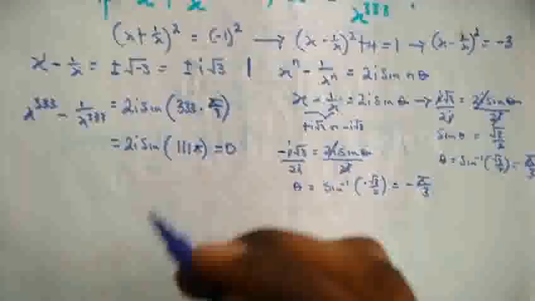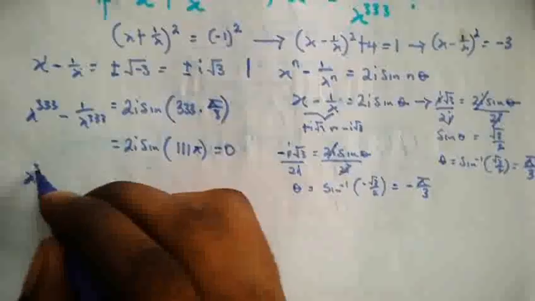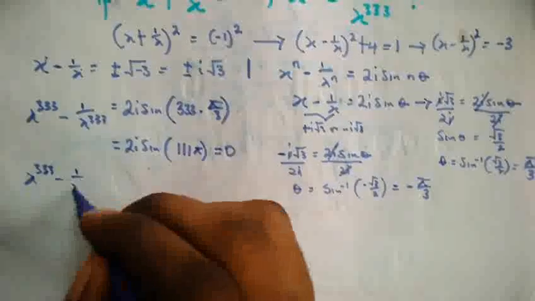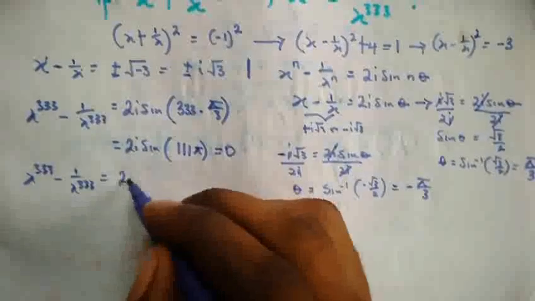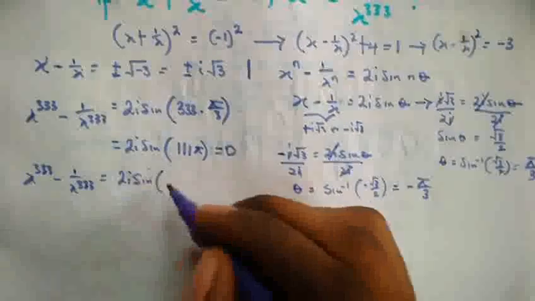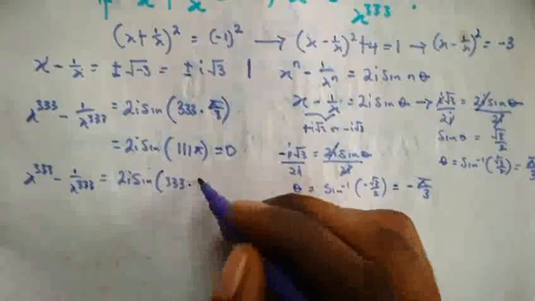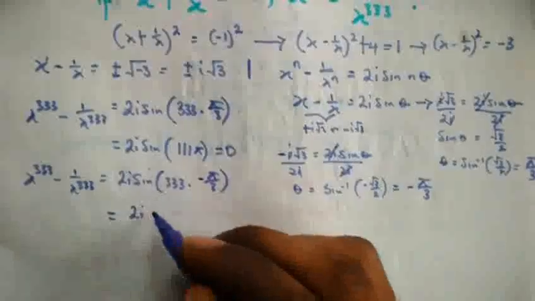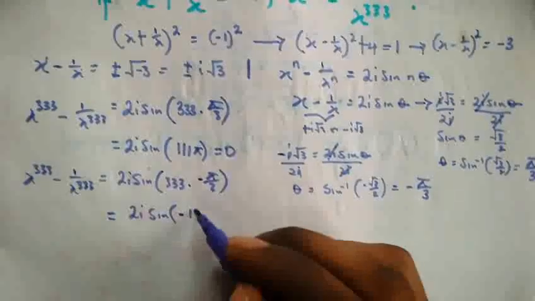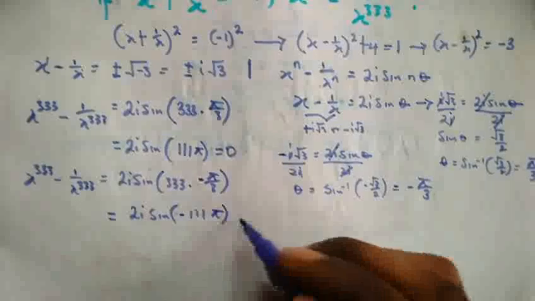Now for the next value, x raised to 333 minus 1 over x raised to 333 is also equal to 2i sine of 333 times negative pi over 3. This is equal to 2i sine of negative 111 pi, and this is equal to 0.